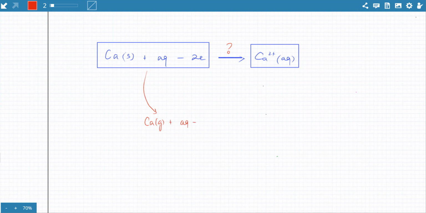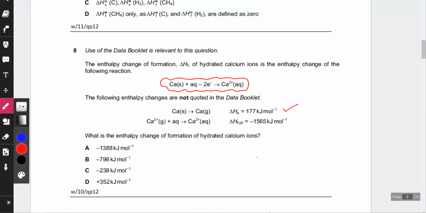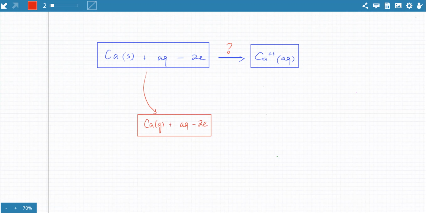Calcium solid was changed into calcium gas. Is this clear, Amal? Okay, so the only thing that's happening in this path is that you're changing calcium solid to calcium gas. The rest of the things remain exactly the same. And the energy change for this particular path is 177 kilojoules.